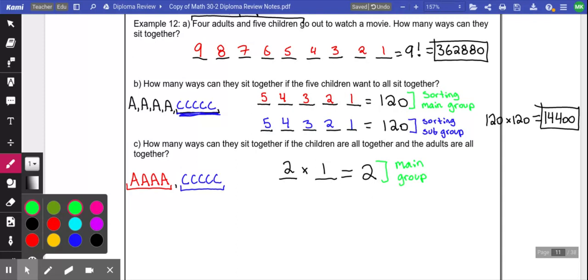Once the main group is sorted, I then have to sort the adults, which is one subgroup, and the children, which is another subgroup. So we'll do the adults first. There's 4 adults. That means there's 4 spots they could sit. Any of the adults could sit in the first spot, then another adult, then another adult, then another adult. 4 times 3 times 2 is 24 ways. I call that sorting a subgroup. In this case, that's me sorting just the adults.